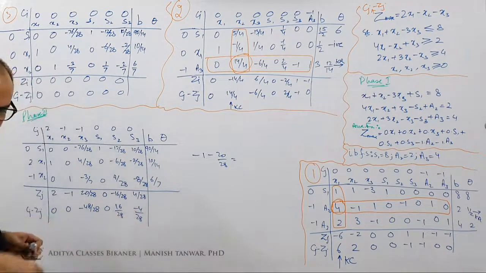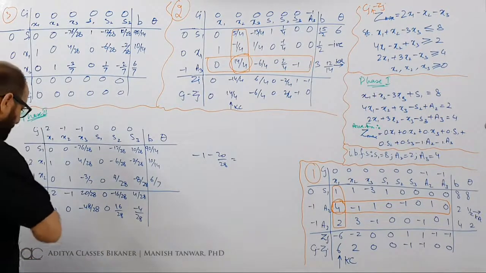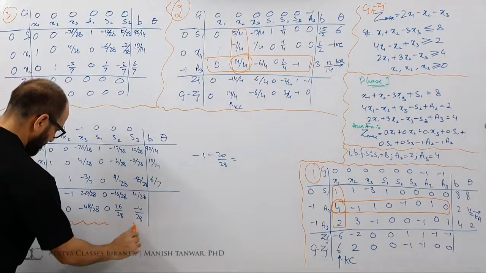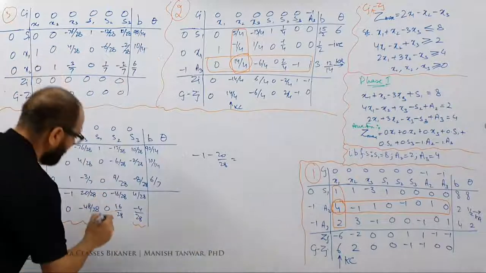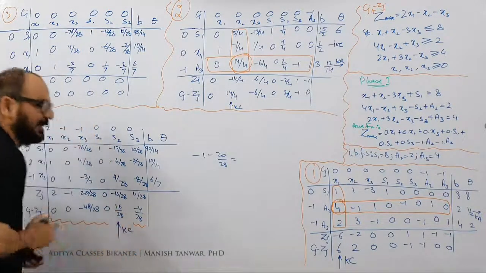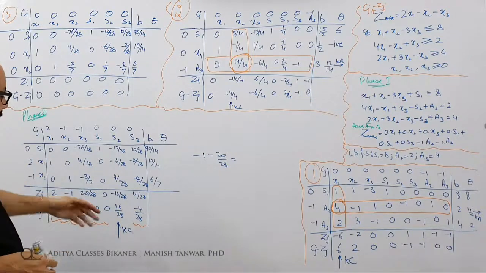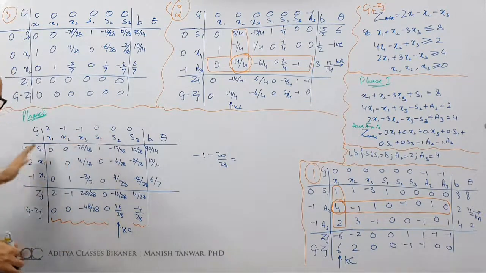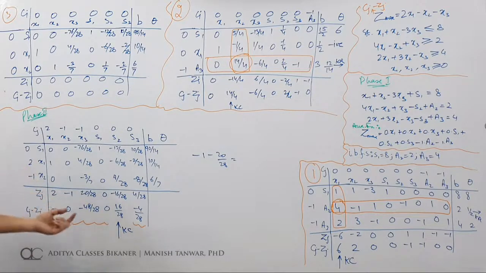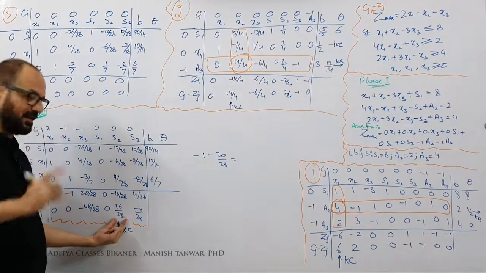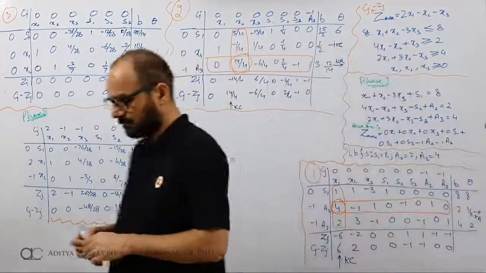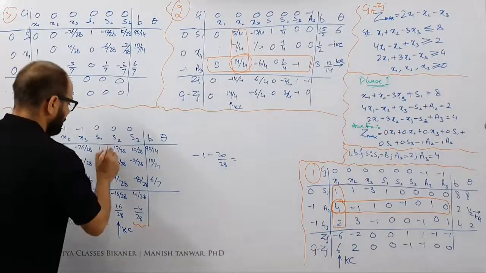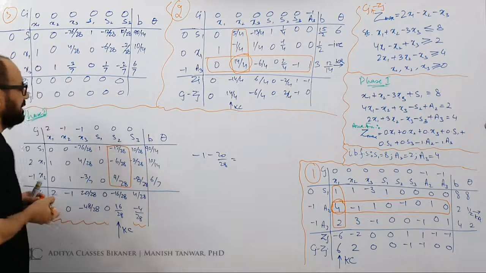So as far as all these values are concerned, they are either 0 or negative, but then there is a positive value giving me my next key column. The solution right now can be further improved if I bring S2 in place of some of these. I'm not sure where, but if I bring in S2 somewhere, per unit of S2 that I increase, my profit will go up by 16 by 28. So, I have my key column. Here is my key column.